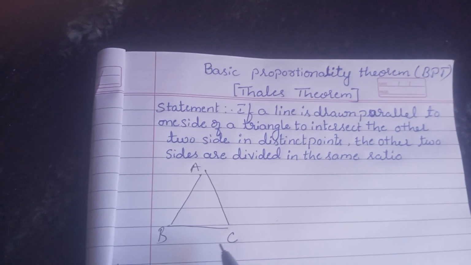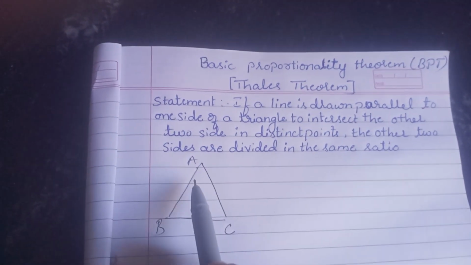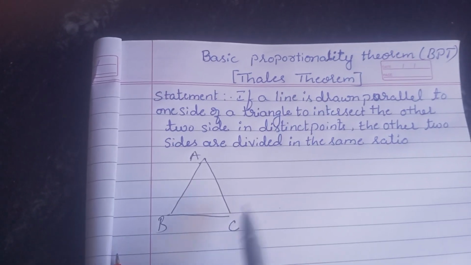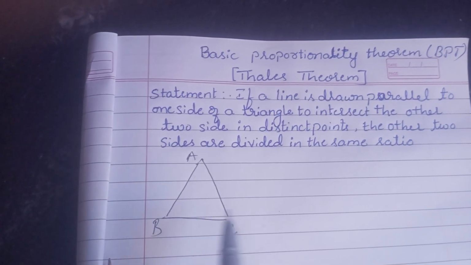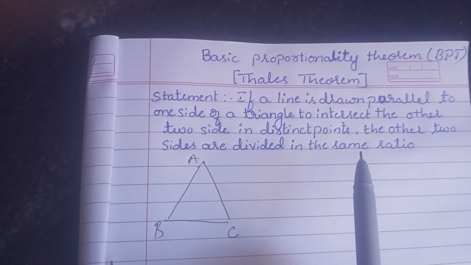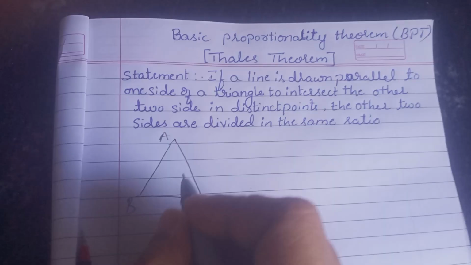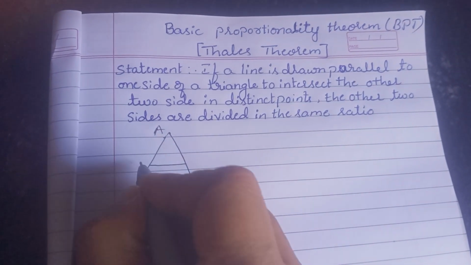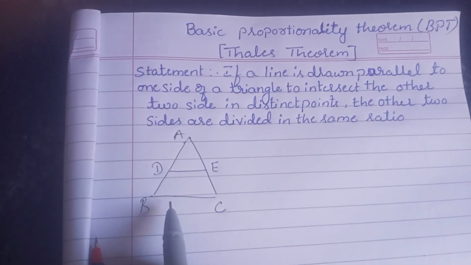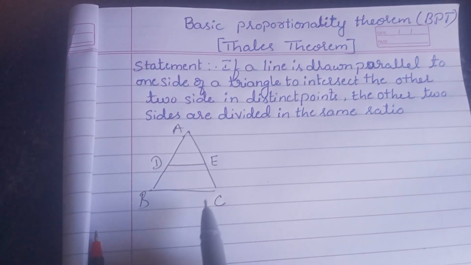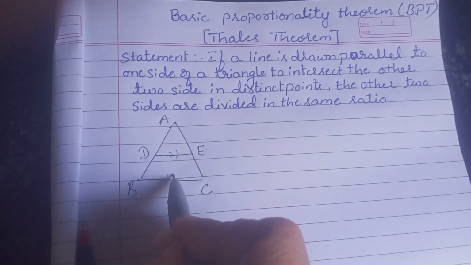ABC. Here, three sides are there. Which are the three sides? AB, BC and AC. In these three sides, the line is parallel to one side. So, I am drawing here DE is parallel to BC. BC is the side of a triangle. So, DE is parallel to BC.